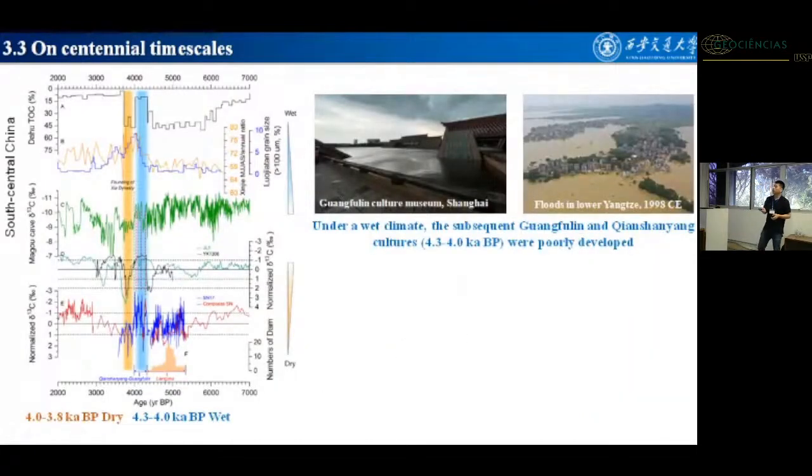For this region, this is the flood in 1998, the largest flood in the last 50 years. So around 4.3 thousand years ago, a similar situation may have occurred. After this, the Liangzhu culture collapsed at 4.3. After that, there was a 300-year wet period.